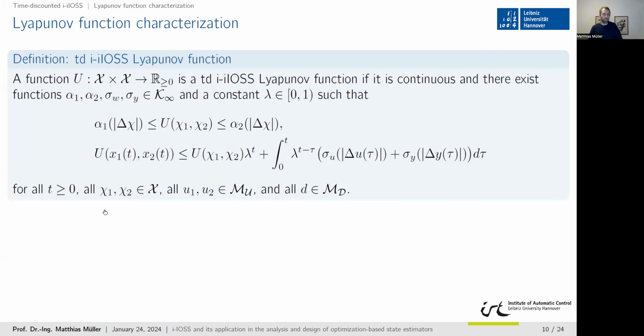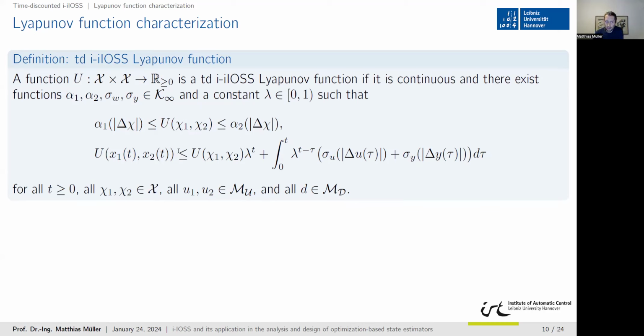So this is basically the definition of an incremental integral IOSS Lyapunov function, right? I guess it's not surprising to you since you're all experts in ISS and related concepts. So we say that such a function U, which has two arguments, is such a Lyapunov function if it is continuous, and if there exist four K-infinity functions and the constant lambda, such that these three inequalities hold. The first ones are the classical lower and upper bounds in terms of the difference, right? So the delta chi is again chi2 minus chi1, as before.